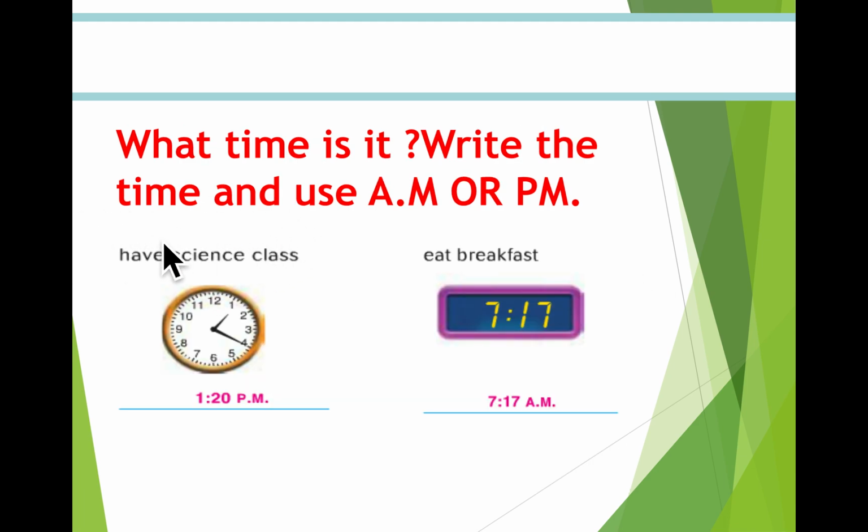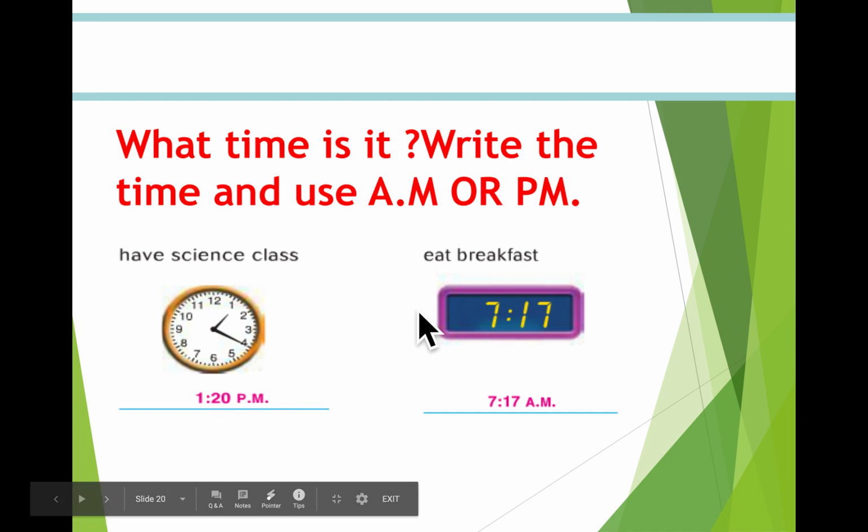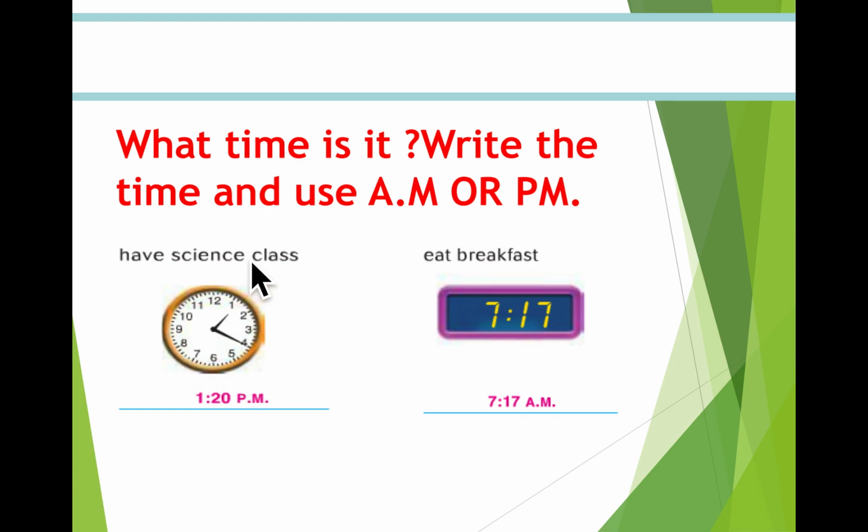All right, so when I have science class, I can see the hour hand is close to the 1, the minute hand is on the 4, and if I'm counting by 5s, 5, 10, 15, 20, it is 1:20 p.m. And when I eat breakfast, it is 7:17 a.m. All right, so science class is at 1:20 p.m., breakfast is at 7:17 a.m.